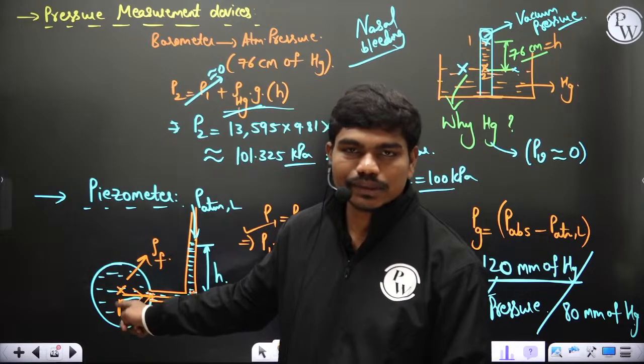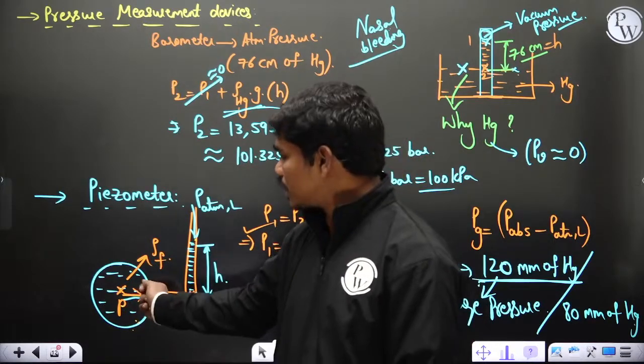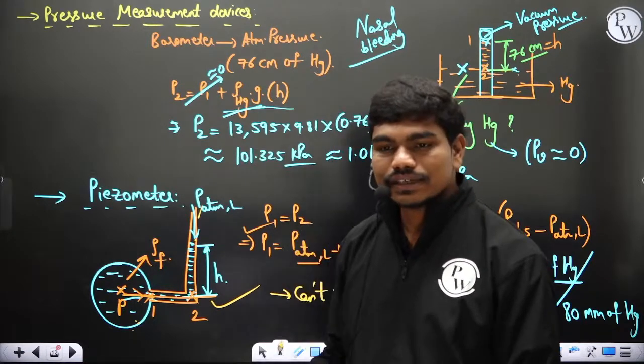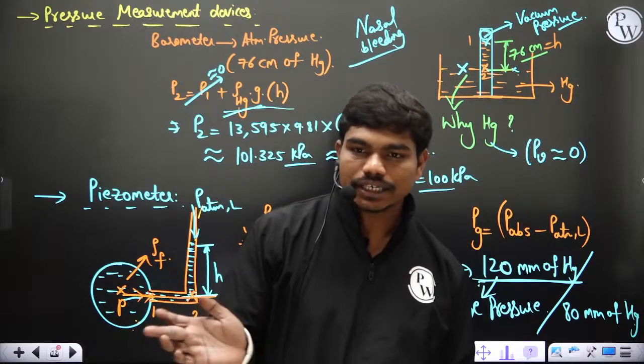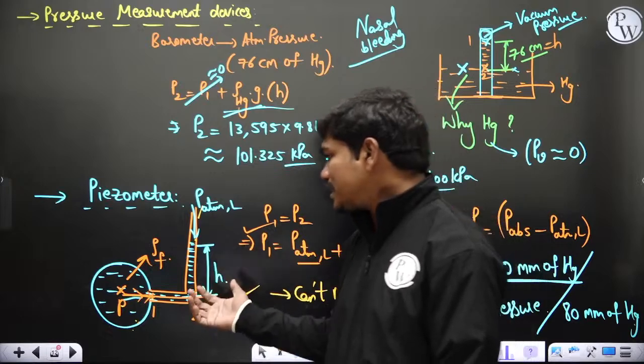Instead of liquid, let us suppose there is some gas flowing in a pipe. Can I use this to calculate pressure? As soon as you puncture, gas will escape through the tube, that's it. So like this, there are many defects in this particular piezometer, so that's why this piezometer came into existence and very soon it was left out because of its disadvantages.